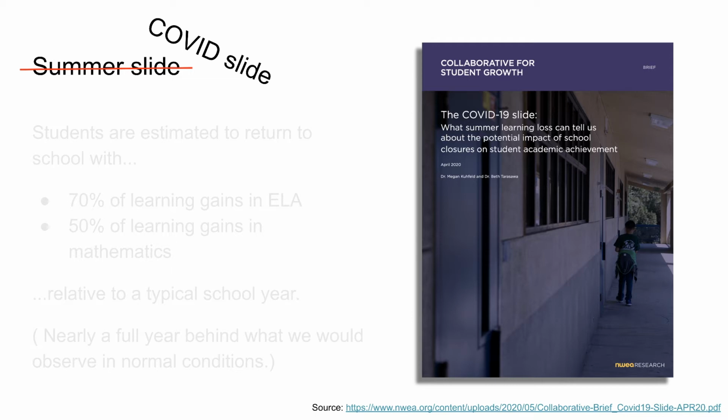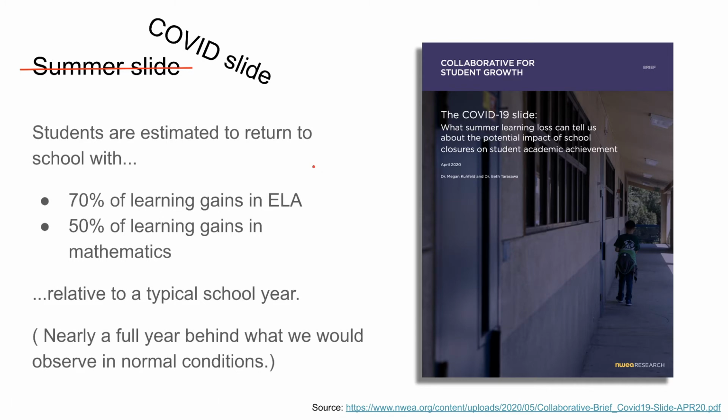Using the modeling from the NWEA research, this research document has talked about the fact that we're expecting incoming students this year, as the result of that COVID slide, to come in with only 70% of their learning gains from what they learned in ELA last year.